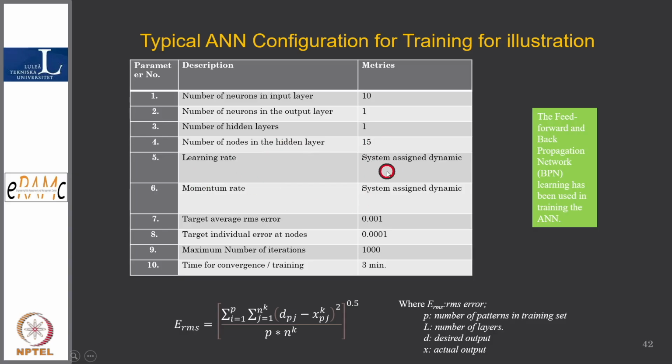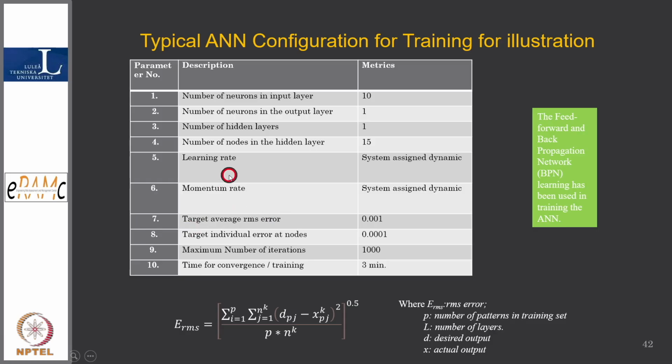Learning rate and momentum rate are system assigned dynamically. Earlier we used to set them when we ran a neural network, but now the system automatically looks at the data and works out the learning rate and momentum coefficient. If things are not happening in auto mode, it will keep on changing the learning rate and find out the optimum value. The same thing happens for the momentum rate. Nowadays, because computational efficiency is increasing, these things can be done online, or the system itself does it.